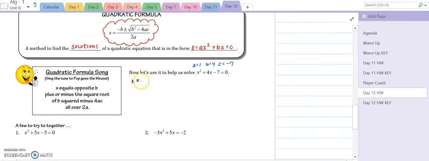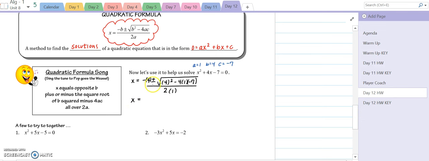So now all you're doing is you're just plugging in that a, b, and c in for the quadratic formula. So x equals the opposite of b. Well, if b is +4, the opposite of that is -4, plus or minus the square root of b squared minus 4ac, all over 2a. So notice how anytime I plugged something in, the a, the b, or the c, I put it inside parentheses. Always a good idea so that you're keeping track of the negatives. But what I can do now is simplify.